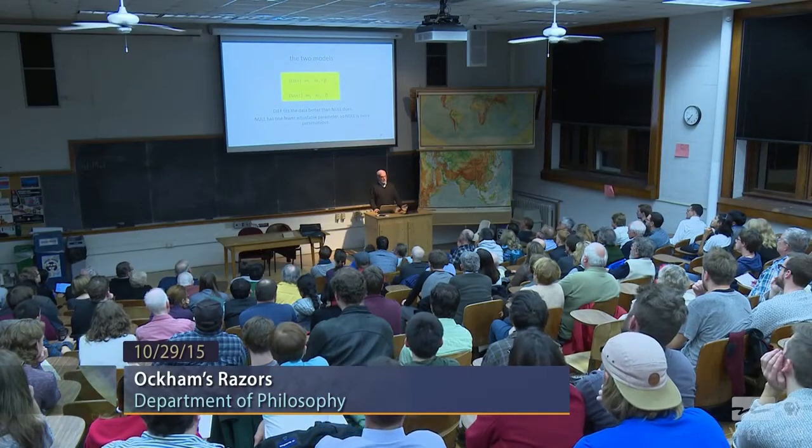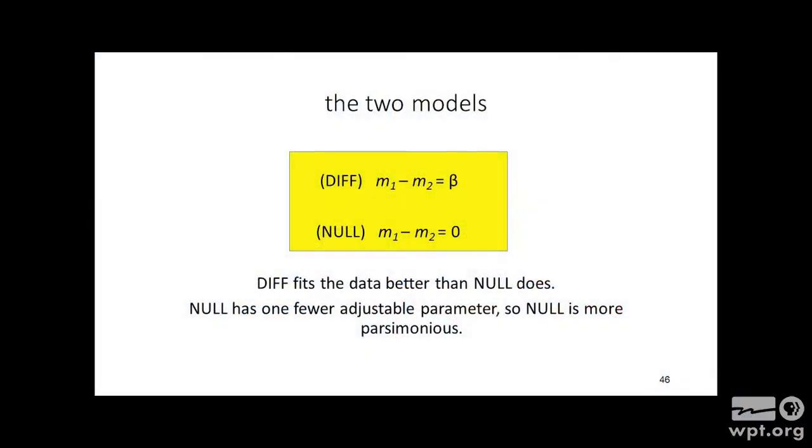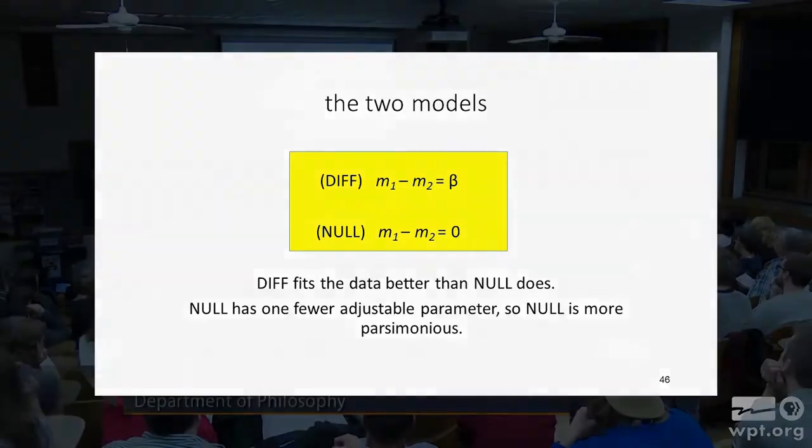You know from before that diff is fitting the old data a lot better than null does. But on the other hand, null is simpler because it doesn't have any adjustable parameters. Diff has a single adjustable parameter. And so now we're going to go along with this idea that's so common in science that simplicity in a model has to do with paucity of parameters. The smaller the number of adjustable parameters, the simpler the model.